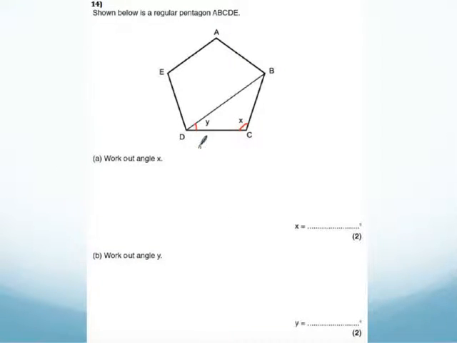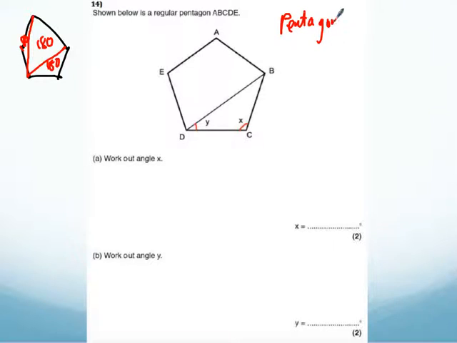Okay, so here we have, in question 14, a regular pentagon ABCDE. So we want to work out the angle X. Now what you have to remember in a pentagon, this is a little bit of side working out, a pentagon can be broken up into 3 triangles. Each is 180 degrees. So a pentagon is equal to 3 times 180 degrees, which is 540 degrees.